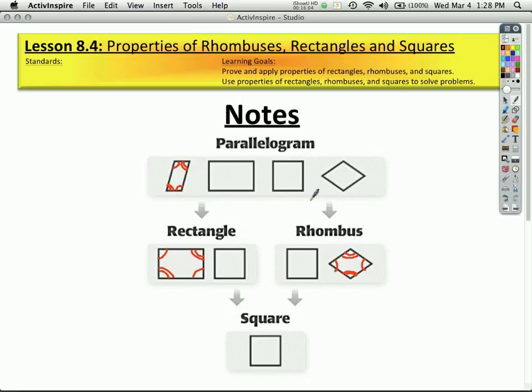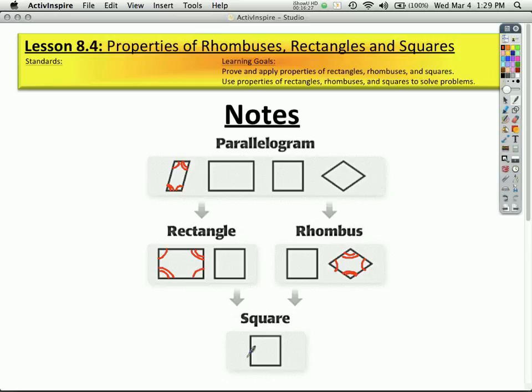There were a few others. Give me another property, Catalina. So the diagonals will bisect each other. So if I draw the diagonal here and here, they will bisect each other. That is going to be true here and here. It will be true here and here and here and here. Absolutely. But then there are going to be additional properties.